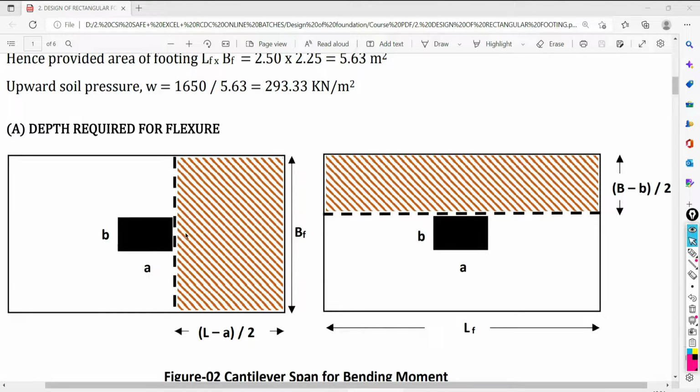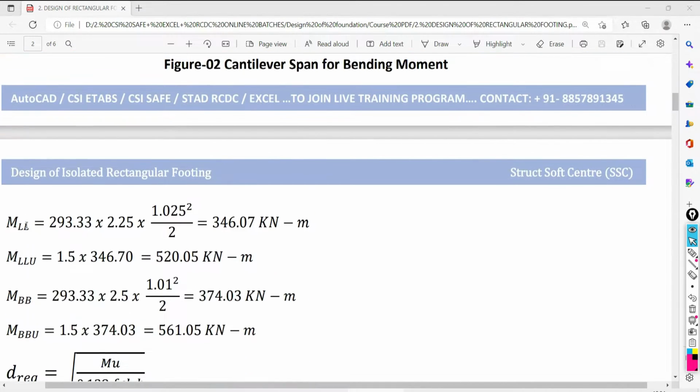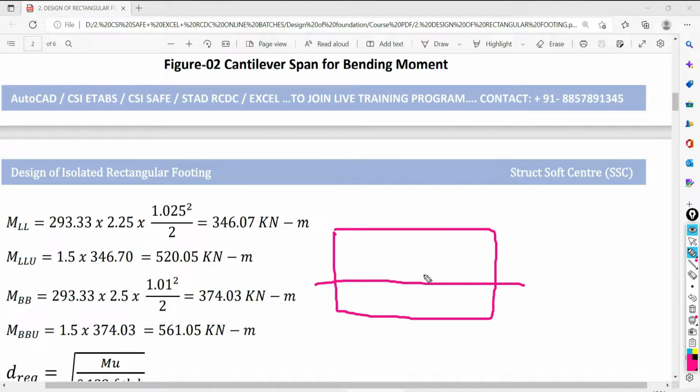So what formula is there? Try to understand the formula along the length of the footing. This is your footing along the length. This is your column, and we want to calculate the moment at this face of the column along the length. So this is the cantilever portion and upward soil pressure.